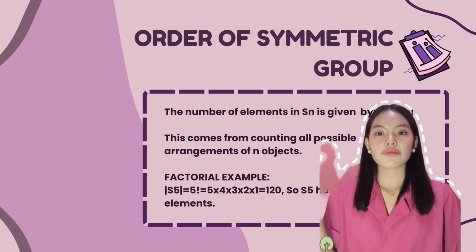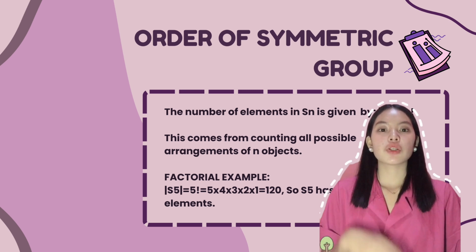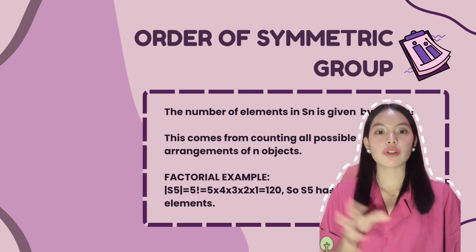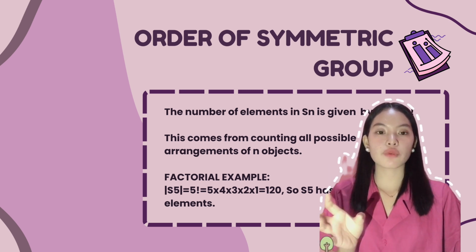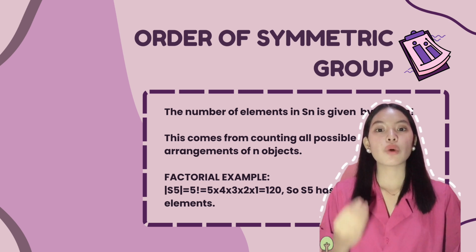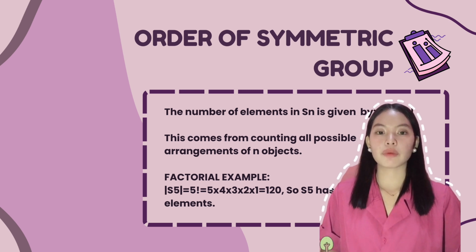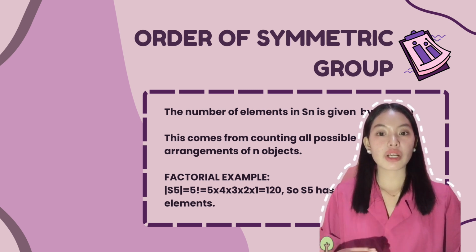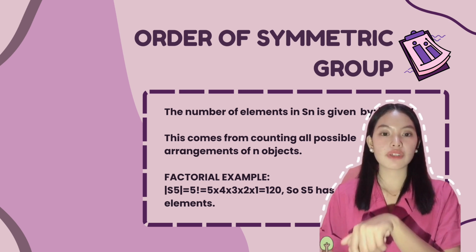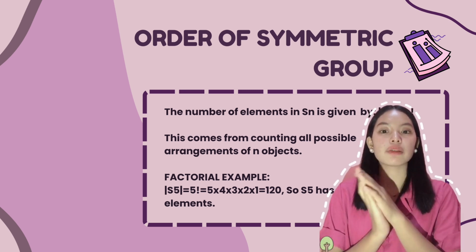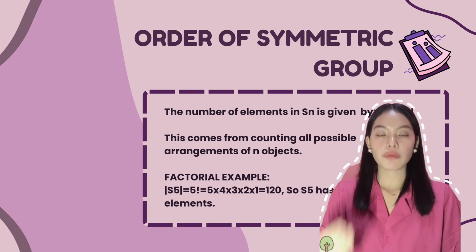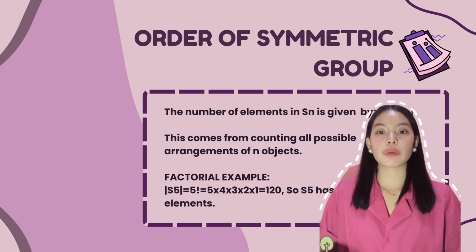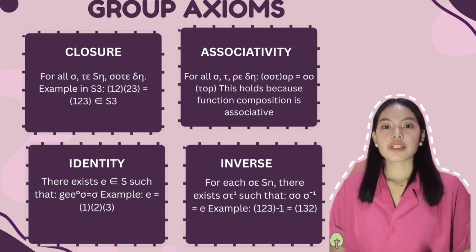So for S sub 5, we have 5 elements. Using the formula, factorial of 5 is 120. So we know there are 120 possible permutations, and we can even construct them systematically by fixing the first element and permuting the remaining 4. This shows both a formula and a logical way to count permutations. Now let's proceed to the group axioms.